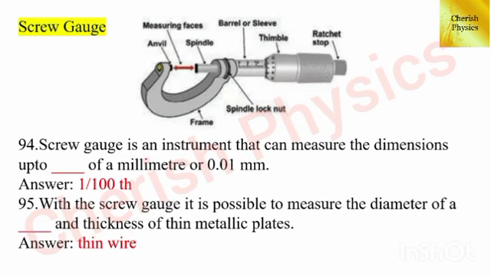Least count. A screw gauge is an instrument that can measure dimensions up to one hundredth of a millimeter, or 0.01 millimeter. With the screw gauge, it is possible to measure the diameter of a thin wire and the thickness of thin metallic plates. The answer is diameter of a thin wire.